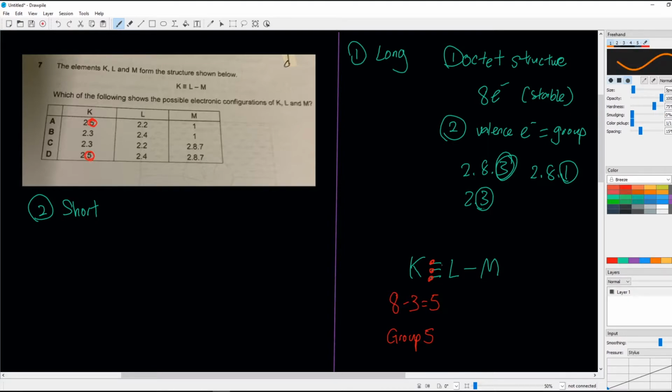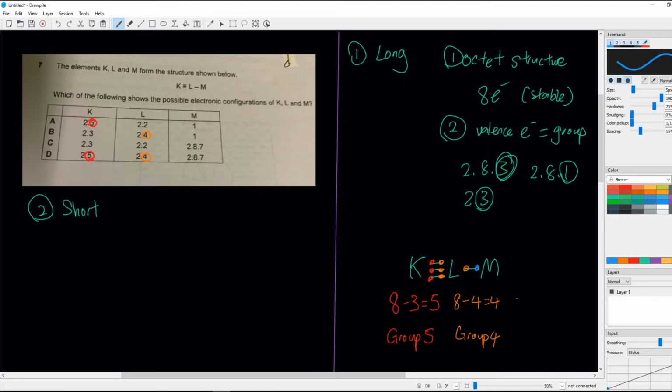Continue to L. Look at L, how many electrons has been shared away? 1, 2, 3, 4. 8 minus 4 equals 4. L is considered as group 4. In other words, B and D end with 4. That fits the criteria.